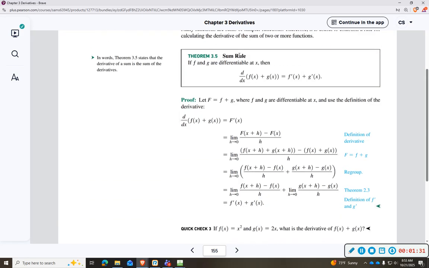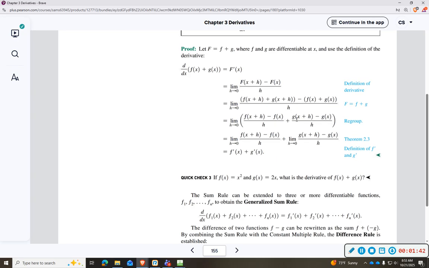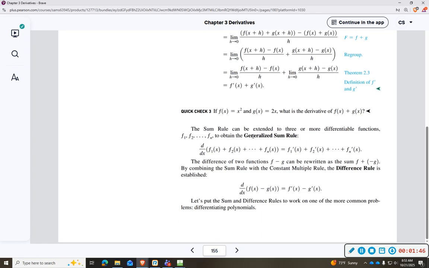You have the sum rule, which is just saying if you are finding the derivative of a sum, that is equal to the sum of the derivatives. And then here's some proof of that, going through that using the limit definition. And then just the generalized sum rule, it doesn't matter how many functions you have. If you're adding them up, you can just take the derivative of each of them individually, and then that would be the same as adding up all those derivatives at the end.